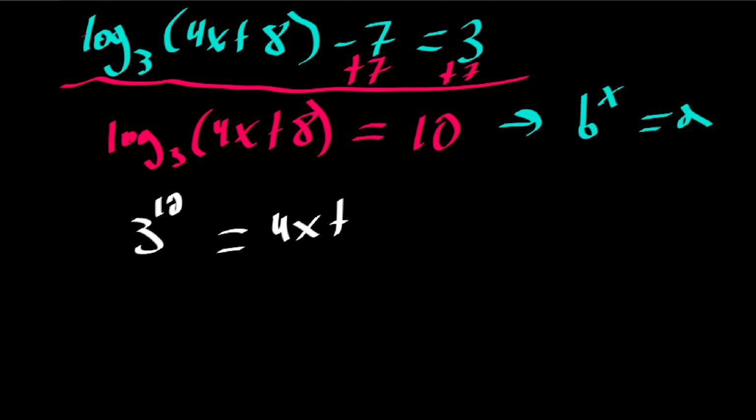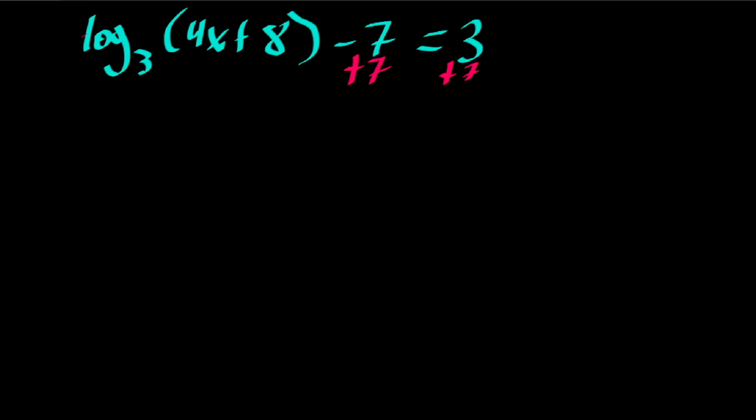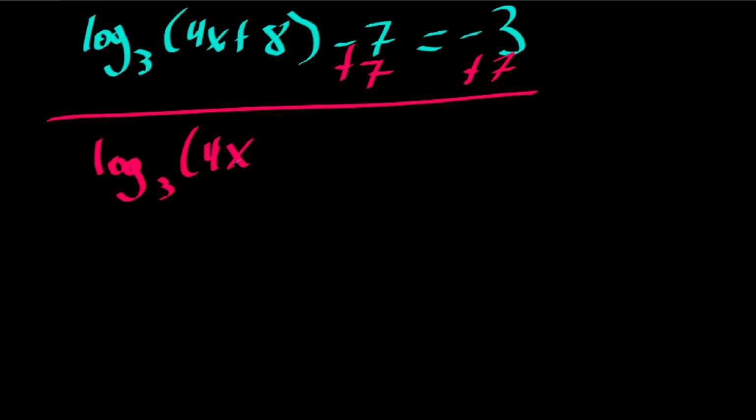Actually, let's do this to make my life easier. Go back real fast. This is supposed to be a -3. All right, cool. Now I can make this a lot easier for me. Maybe not you, but for me. All right, so now this would actually give us log base 3 of 4x plus 8 equals 4.